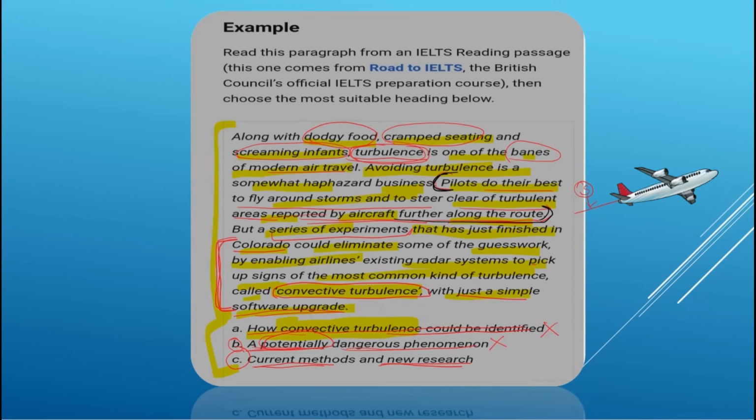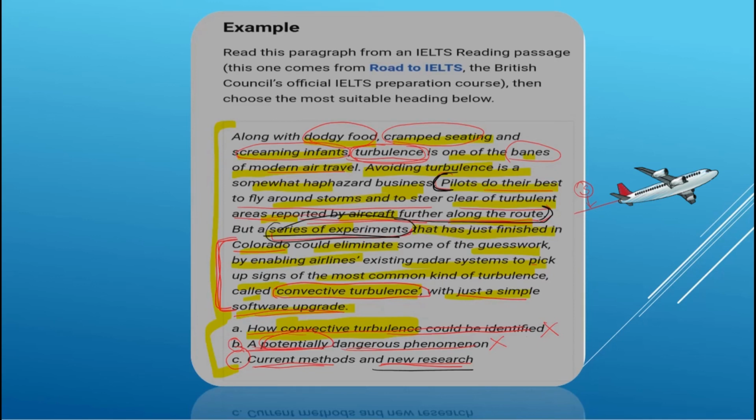What are they using? If any aeroplane flies around the way and they face any type of storm or bad weather, they report it to the airport station. This is how they are communicating now. So this is the current method. And the new method, or you can also say new research. What is the new research? You can see here a series of experiments happening in Colorado. A series of experiments means new research.